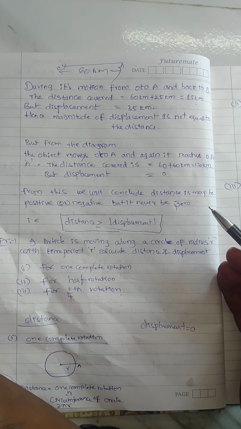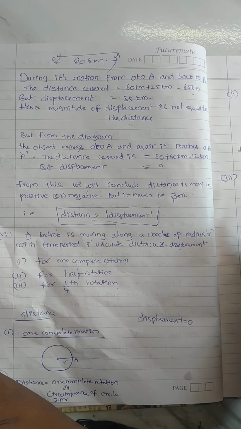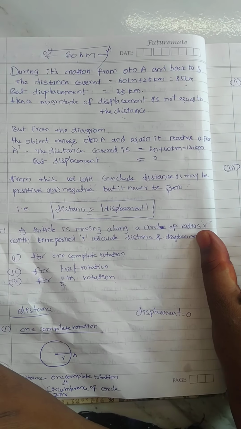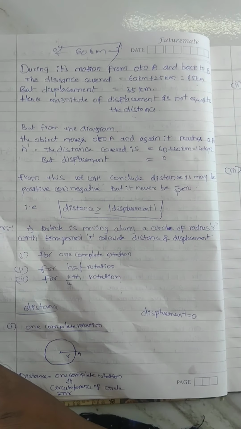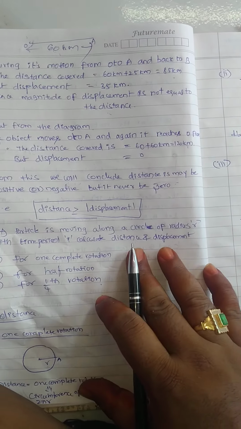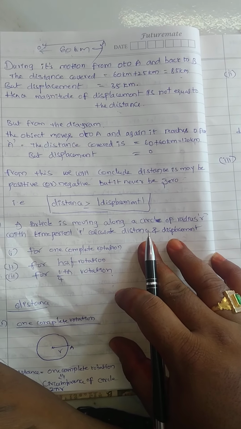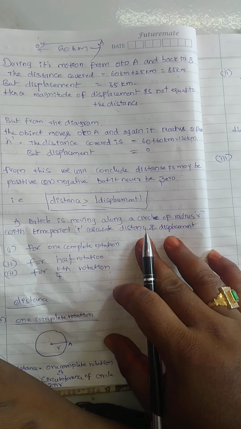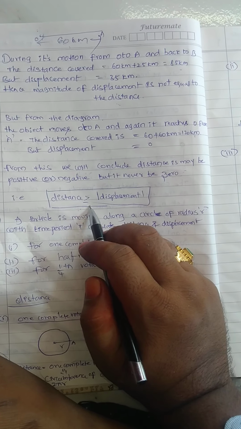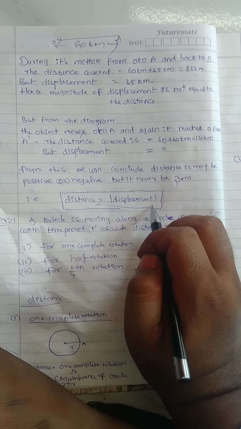Distance may be positive or negative, but it is never 0. Why? Because, for example, along the x-axis it may be positive and along the y-axis it may be negative, but it is never 0; it is in the form of a numerical value. But displacement may be 0, positive, or negative. Hence, see the relation I already told: distance is always greater than or equal to the magnitude of the displacement.